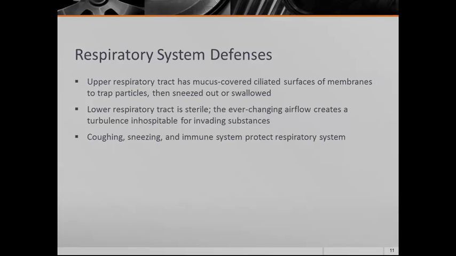Respiratory defense systems. The upper respiratory tract has mucus-covered ciliated surfaces of membranes to trap particles. Then we sneeze it out or swallow it. Typically we think of our nares and our nose.